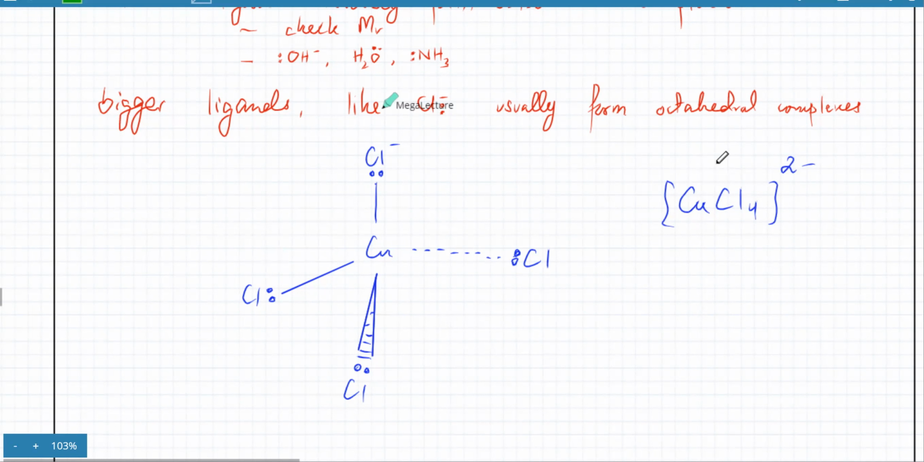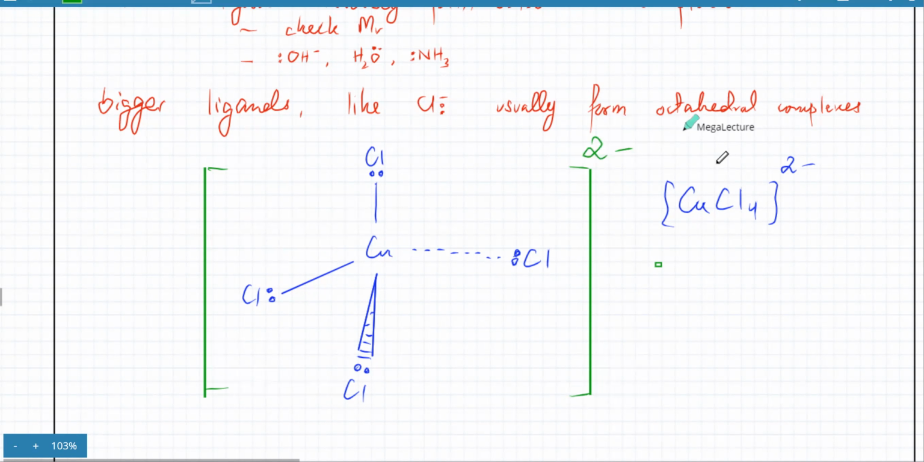Now the entire complex ion is going to have just one single charge, which is going to be 2 minus. Okay, so this is your CuCl4 2 minus complex, and it's yellow in color.